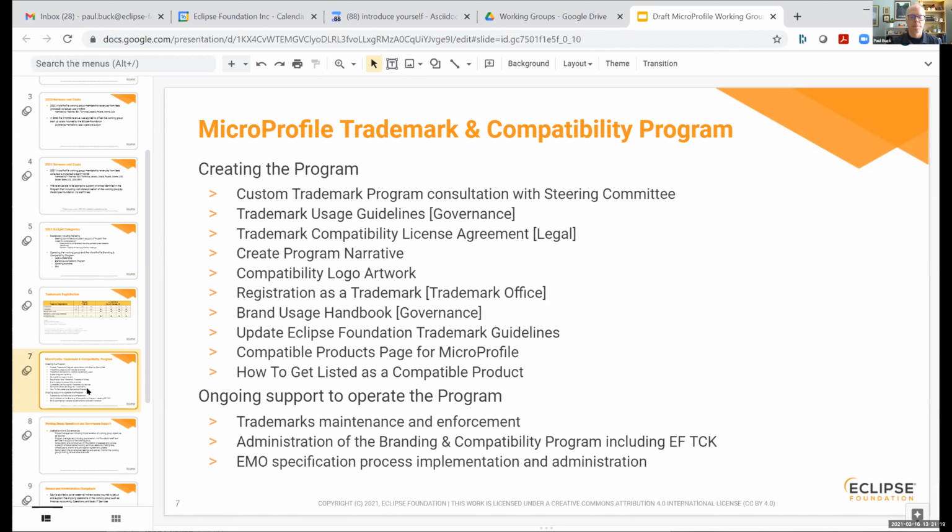Right. And the trademark usage guidelines and the trademark compatibility license agreement and, to some degree, the brand usage handbook. These are governance documents that are owned by the Eclipse Foundation and worked with in collaboration with the working group. So we've got to bear that in mind too.